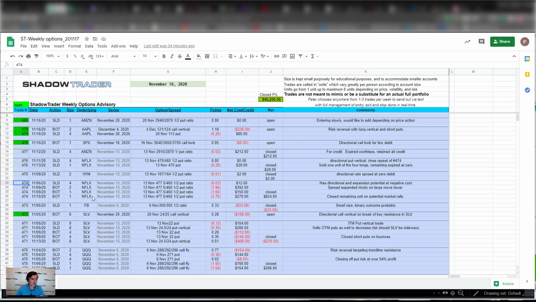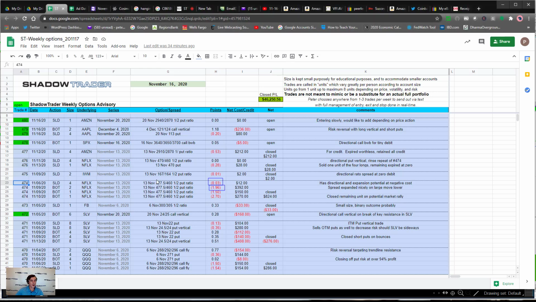Notice that the very next day, as Netflix moved lower, the spread now expanded to a $1.96 credit. It was initially put on for a 3-cent credit. So think about that for a second. It cost nothing to put on because of the structure, because we bought 477.50s 1 time and sold 460s 2 times. We actually received a 3-cent credit to put the trade on. The very next day, we were able to close half the position, buying back 2 units for a $1.96 credit.